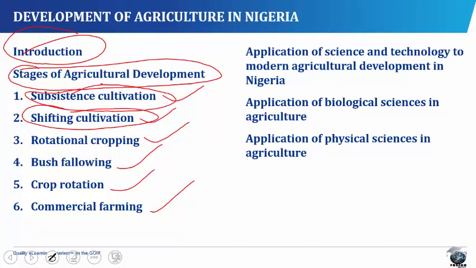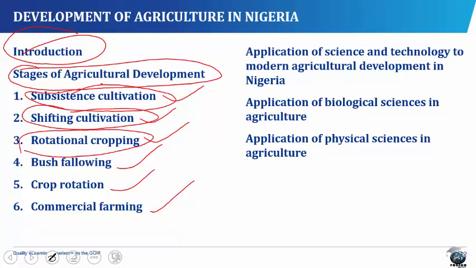Another advantage of shifting cultivation is the prevention of diseases, pests, and weeds. In areas where continuous cropping of the farmland is practiced, especially monocropping, there is usually a build-up of diseases, pests, and weeds that can cause considerable damage to the crops. But by practicing shifting cultivation, the problem of build-up of diseases, pests, or weeds is greatly reduced.